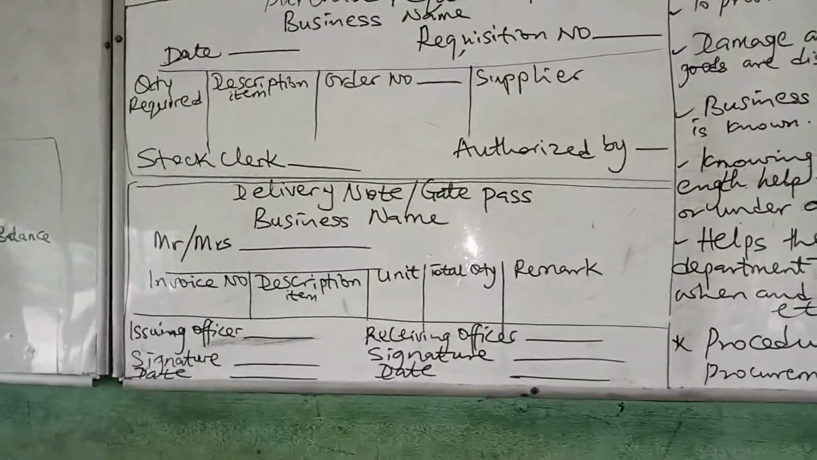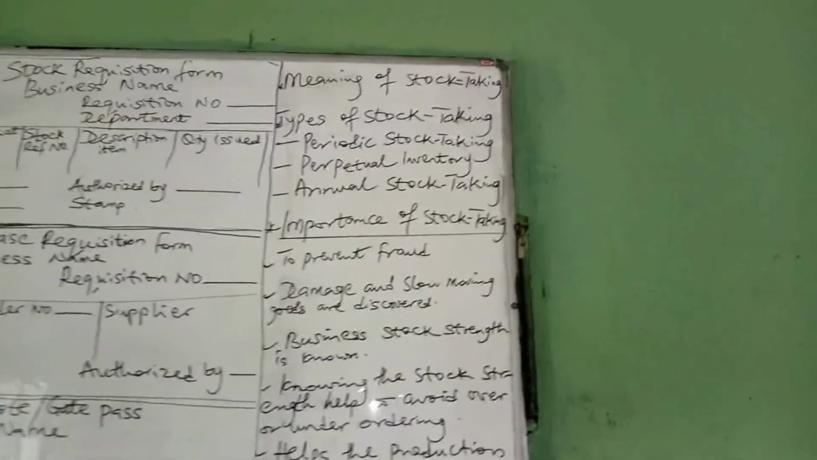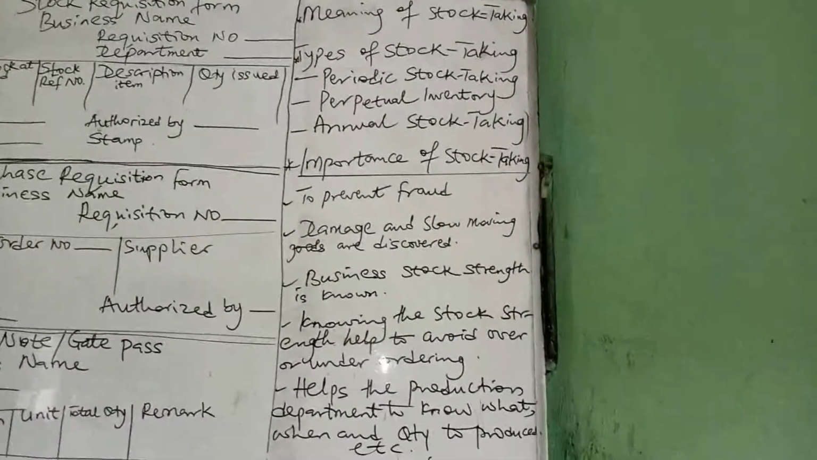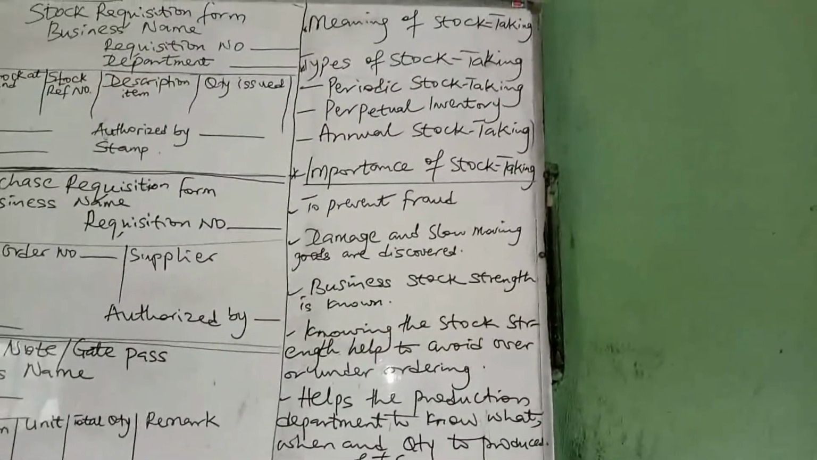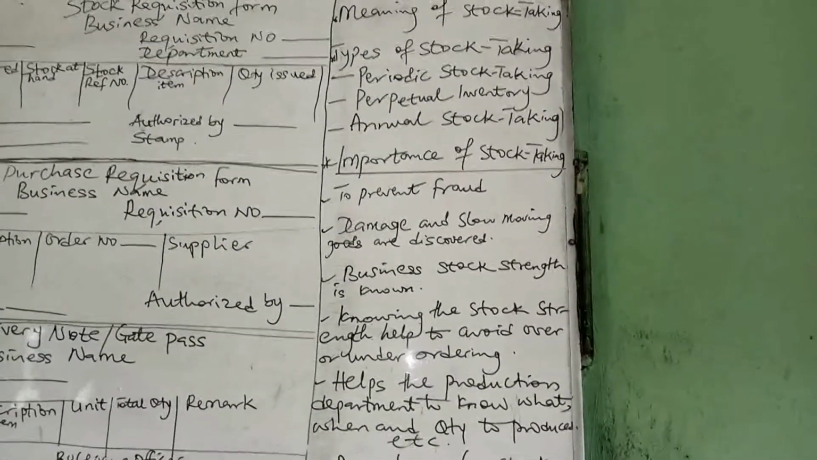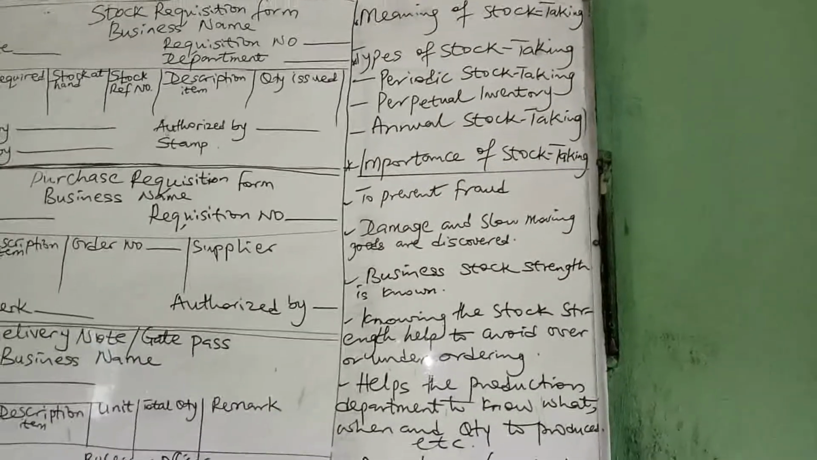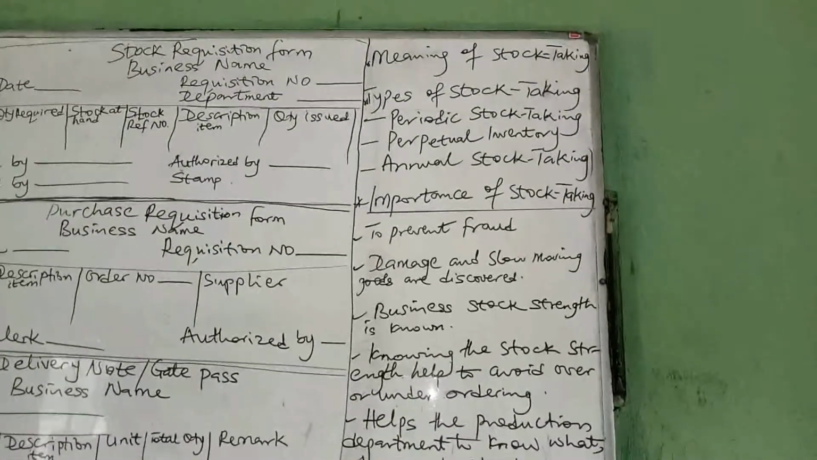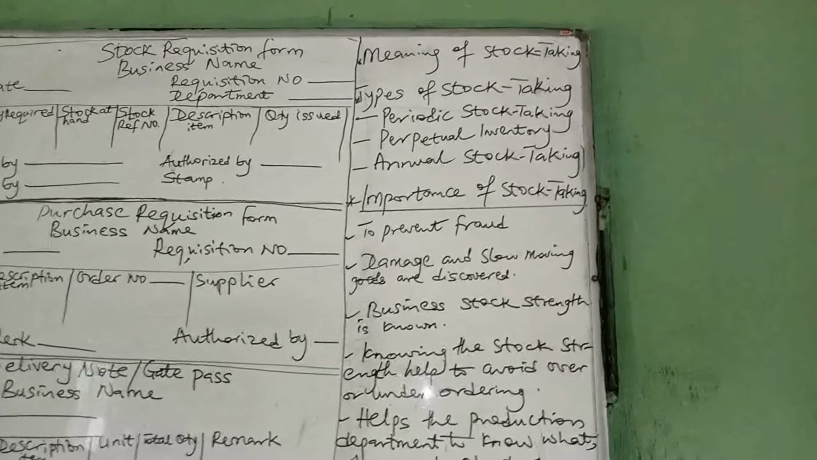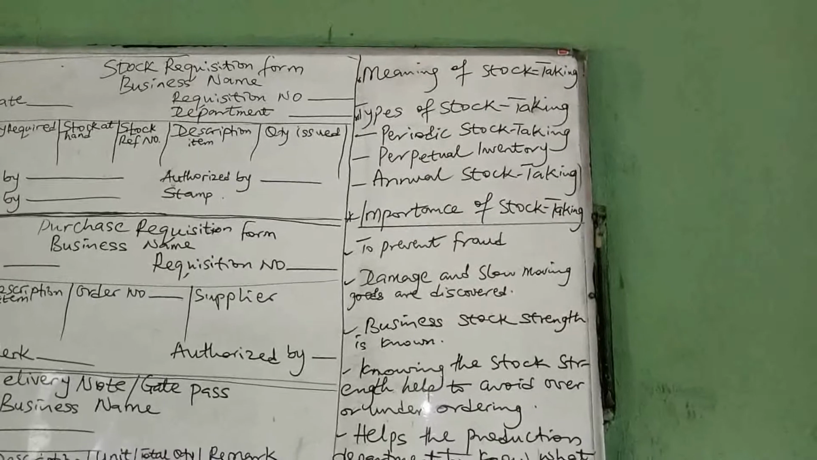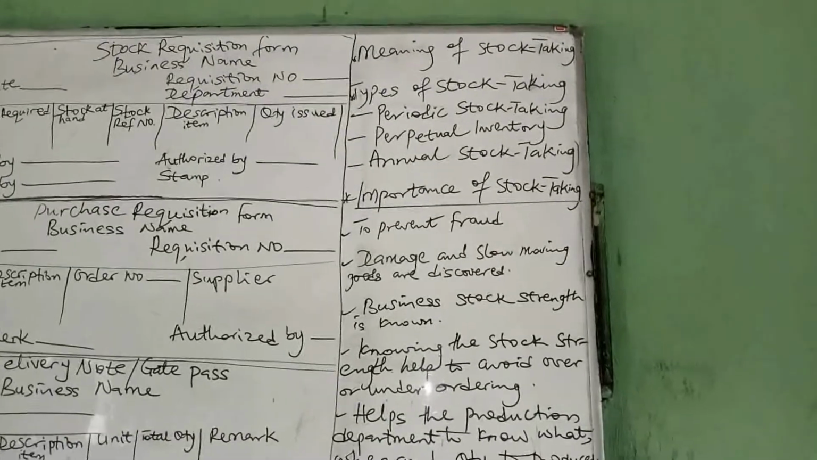Having said this, we go to the meaning of stock taking. Stock taking is sometimes referred to as stock check or inventory. It is a physical check of the stock of the business: seeing them one by one, counting them, so that the actual stock in the warehouse or storeroom is known. They will count it and know the exact quantity they still have.